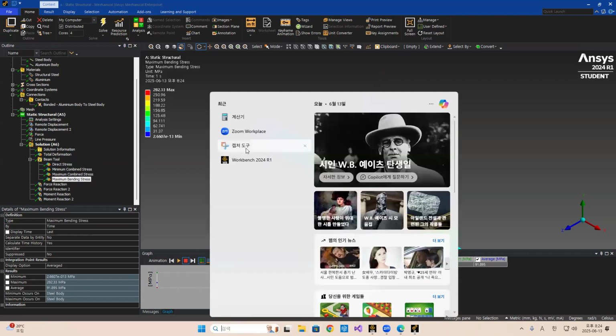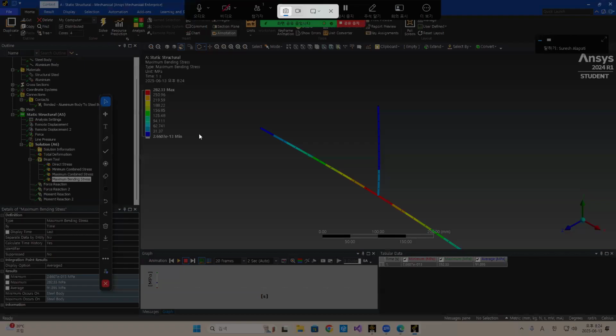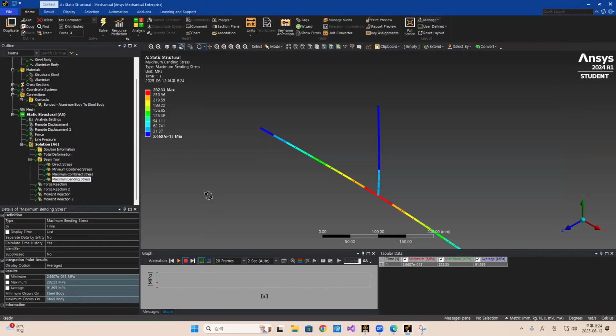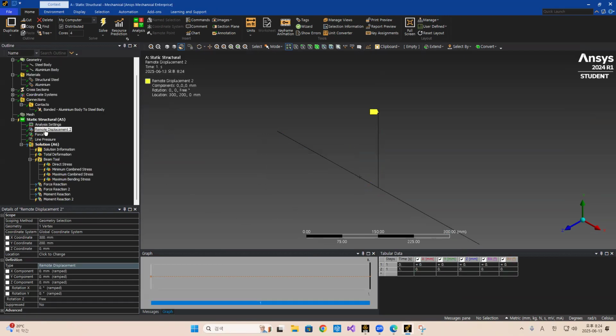Remember this value, 282 point something, the maximum bending stress. This is the stress we designed for. When I apply the load, the stress in this material is 282. Now change this: it is not a remote displacement anymore. Apply fixed support.